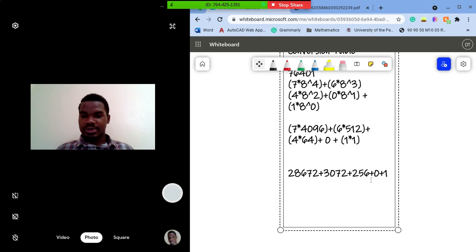Alright, now let's add them together. What's 28,672 plus 3,072? Sir, were we supposed to add them in base 8 or regular? Once again, your question is, are we gonna add them in base 8 or? So before we add them in base 8, we expanded them first.